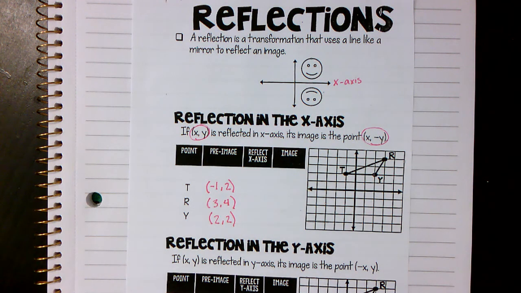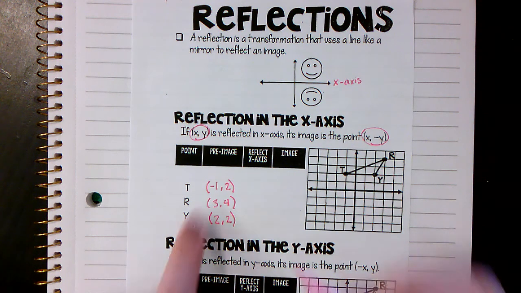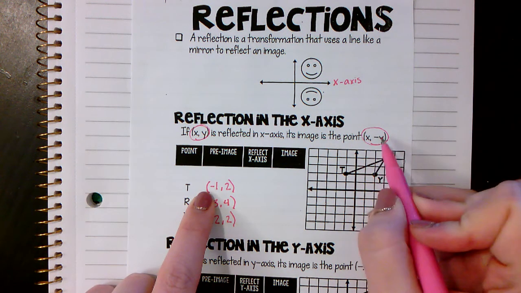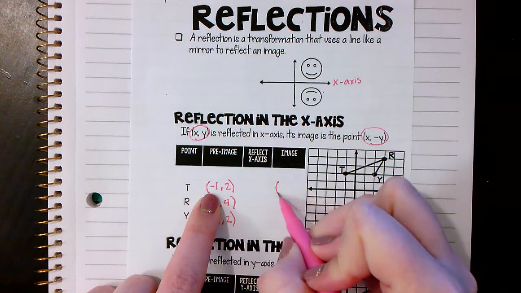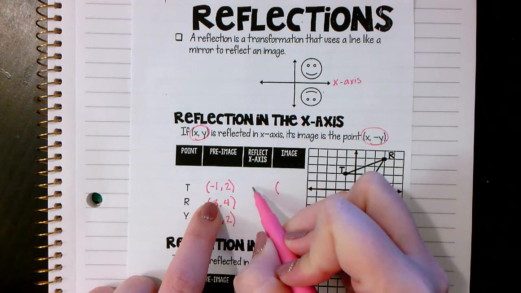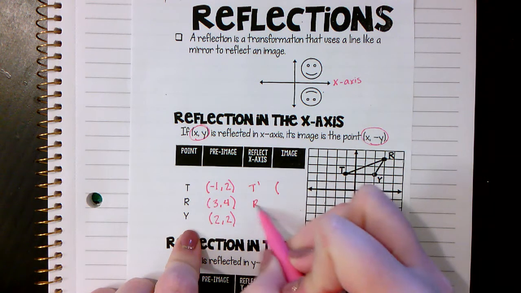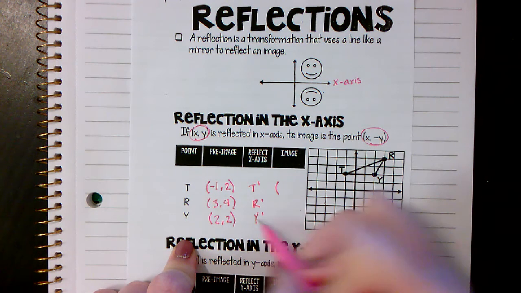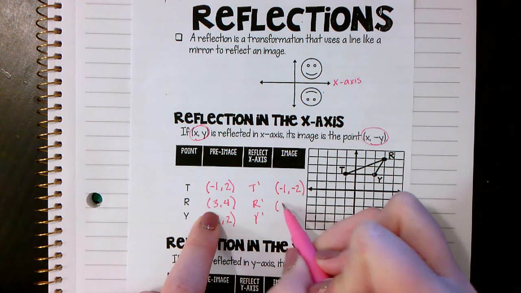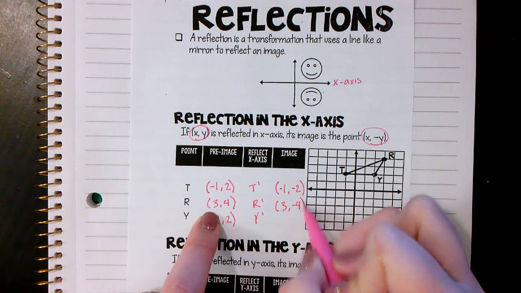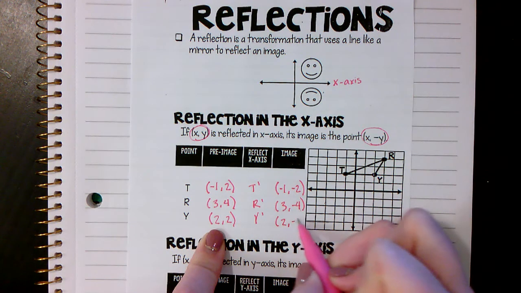Now, if we want to reflect it across the x-axis, what we need to do is change those y values into negatives, or the opposite of what they are. So we see up here (x, negative y). So we're going to rewrite our ordered pairs. So this would be (-1, -2), (3, -4), and (2, -2).